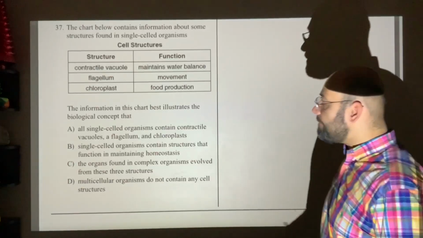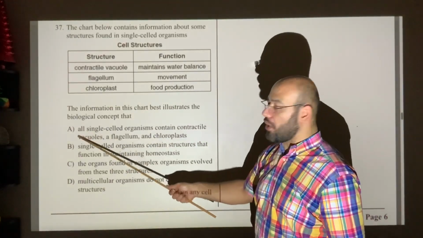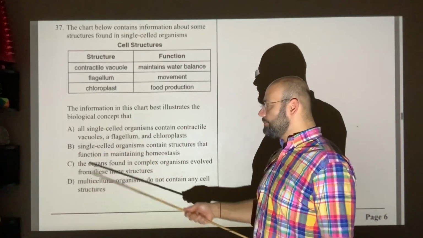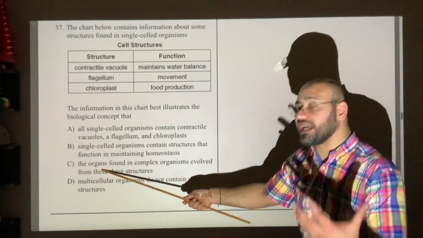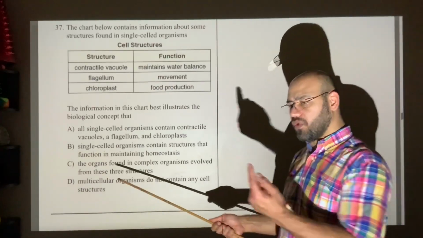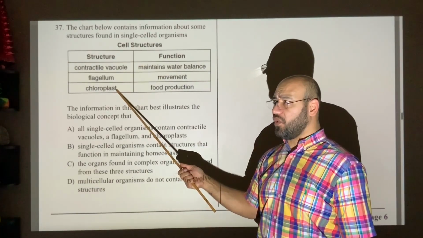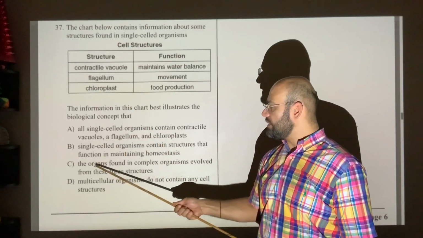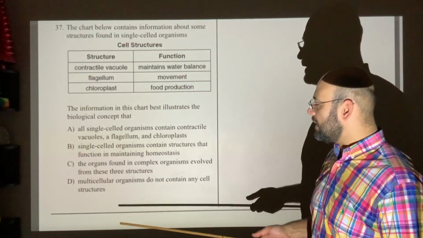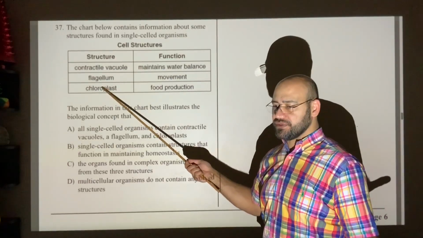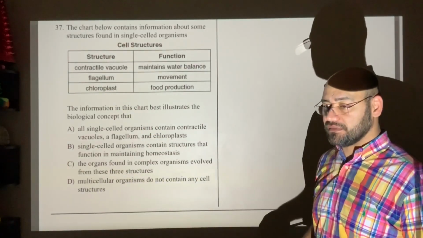C, the organs found, now look at this, the focus is shifting. In the beginning, the focus was on all single-cell organisms. Well, that's wrong. This focus is only single-celled organisms. That's good. This one, the focus is on the organs. Do you know of one organ that evolved from chloroplast? There is no organ like liver, heart, right? When you say organs, you have to think about organs. Lungs, heart, you have all these different organs. I don't see how chloroplast is going to grow and become something else. It's gonna stay chloroplast. Correct or wrong? Wrong.